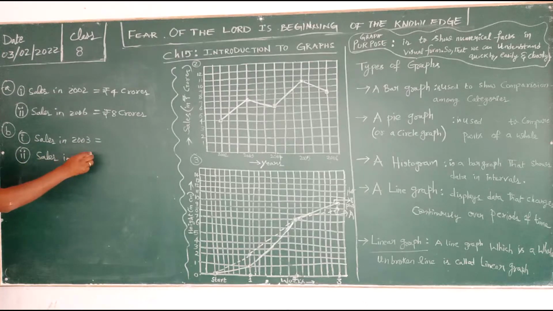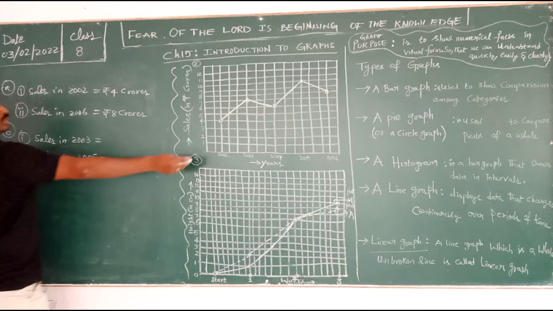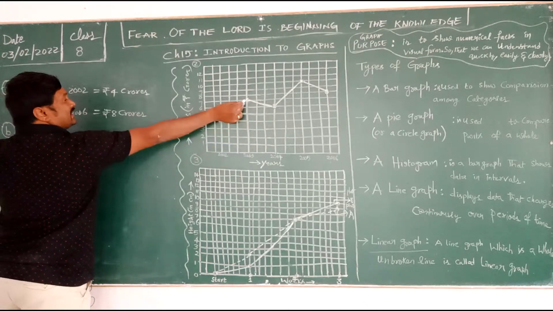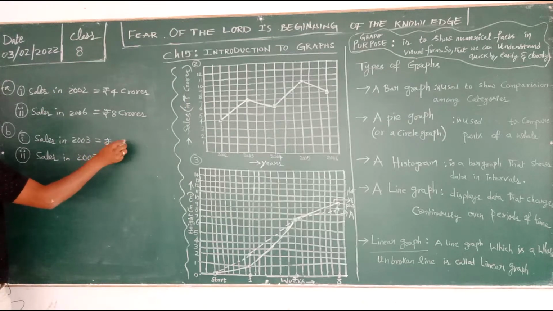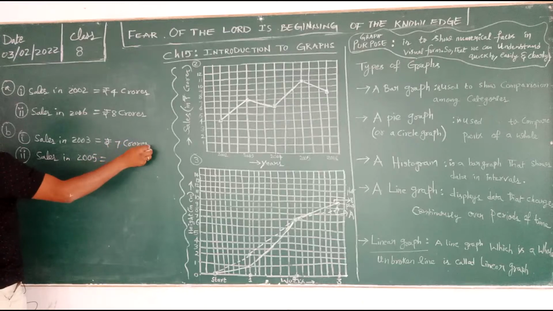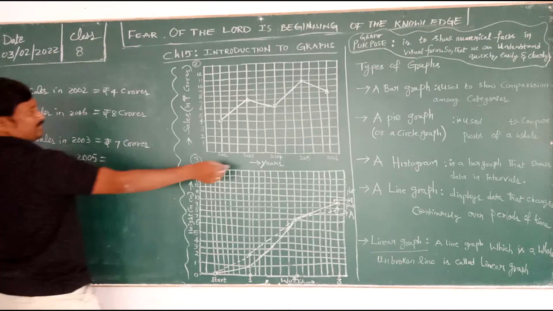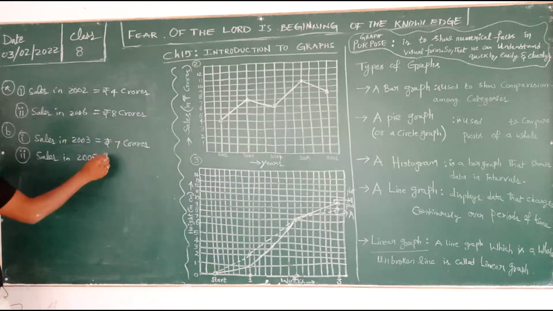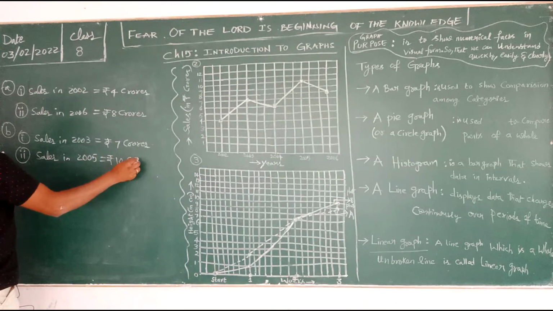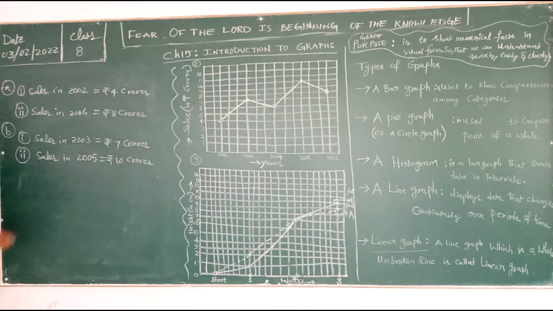Sales in 2005. Let's check now. 2003, what were the sales? You find here 7 crores. Rupees 7 crores. And 2005, let's check this. You find here 10 crores. So write rupees 10 crores. Completed A and B now. Let's move on to the C problem. A and B we have finished. Let's move on to the C problem.